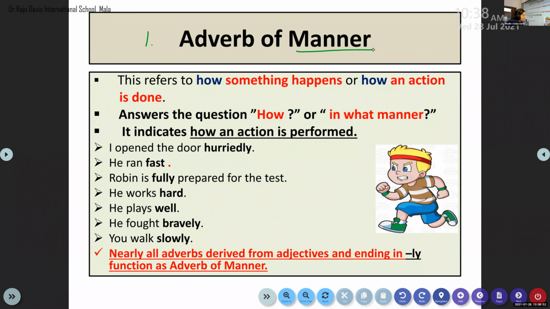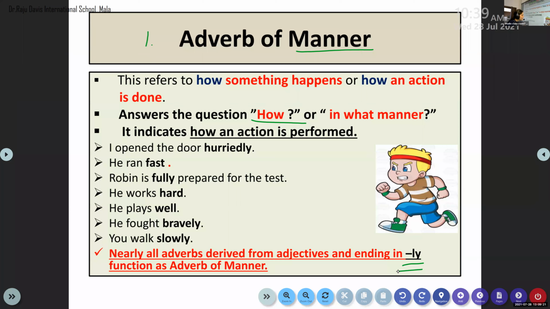The action word is run, isn't it? Look at his face. It shows that he is not running in a slow way. He ran fast or he is running so fast, isn't it? So adverb of manner answers the question how. If you ask the question how, you'll most commonly get an answer in the form of ly. Okay, it is not always.